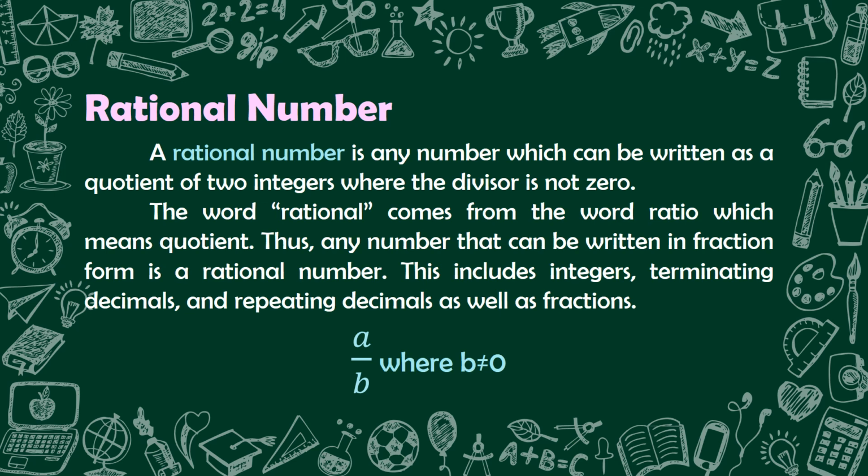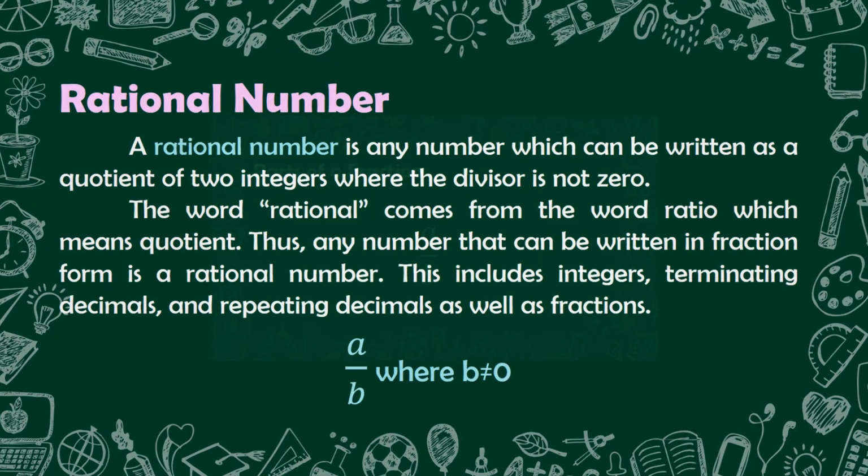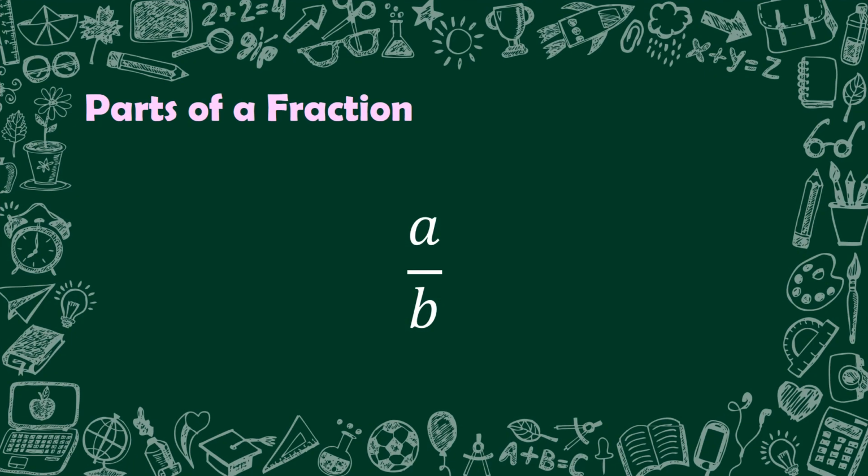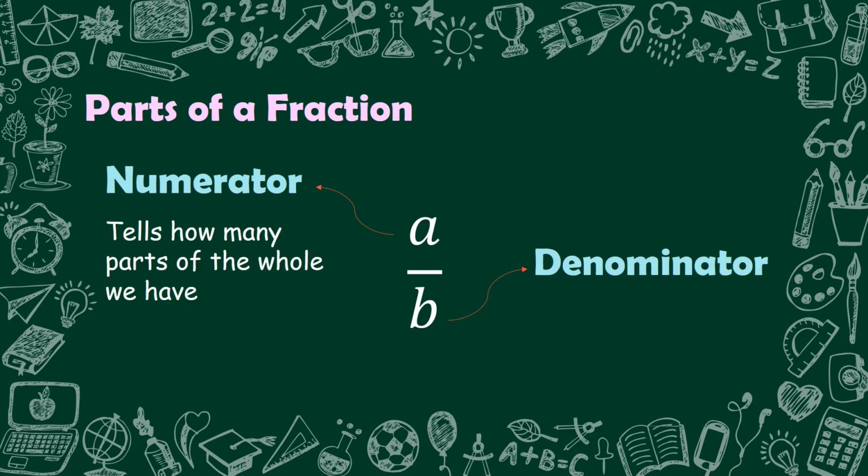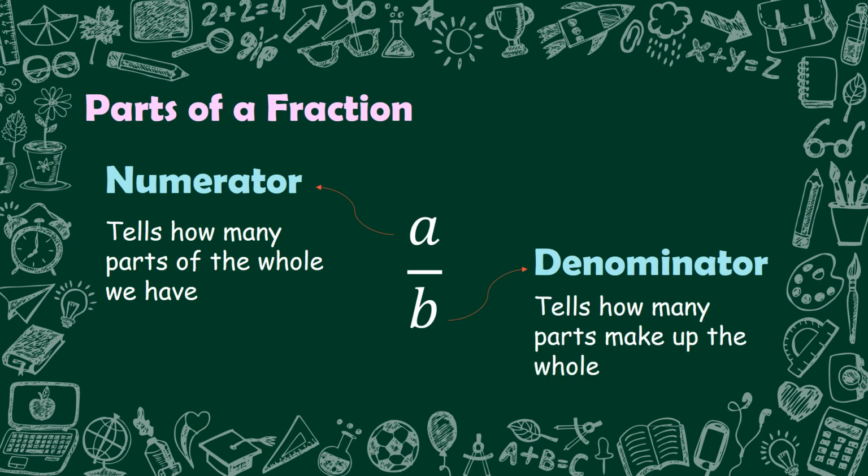So, example, we have A over B, but remember, B should never be equal to 0. Parts of a fraction. We have two parts, the numerator and the denominator. Numerator tells how many parts of the whole we have, while denominator tells how many parts make up the whole. And of course, we must not forget our fraction bar.